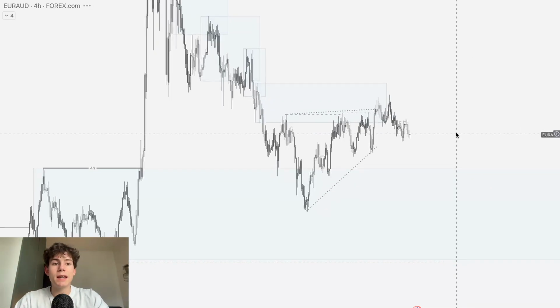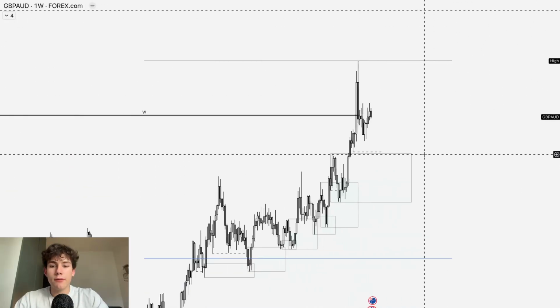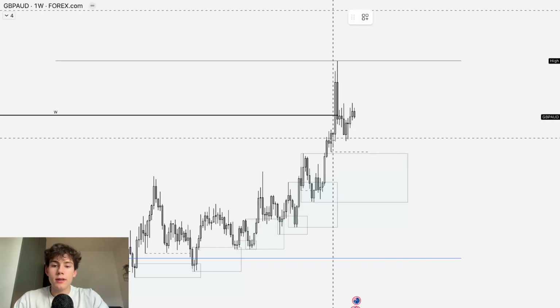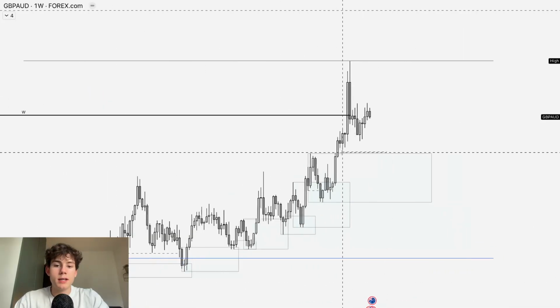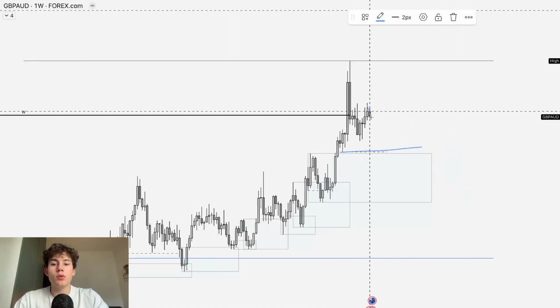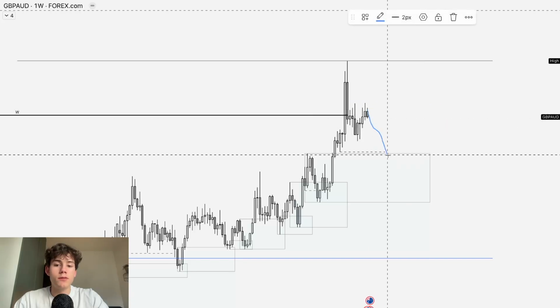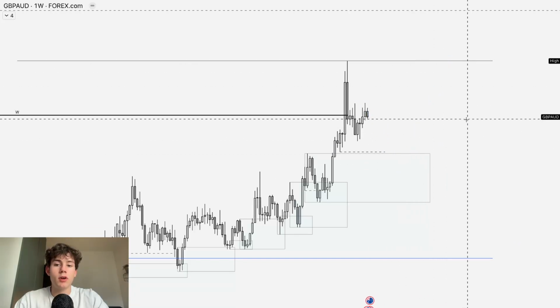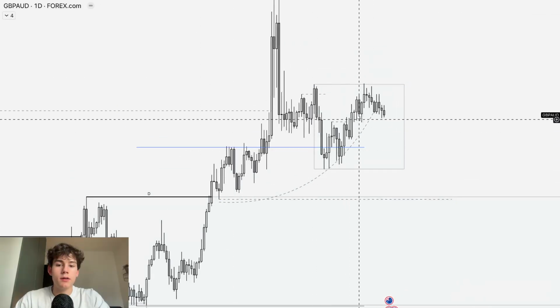So let's see. Going over to GBP AUD, looking at the weekly time frame again. No liquidity in this move up higher, took liquidity above this high. So what I'm going to be expecting is that this liquidity will get taken out. We just took liquidity above this high, which could fuel the next move down lower and then trade up higher again.